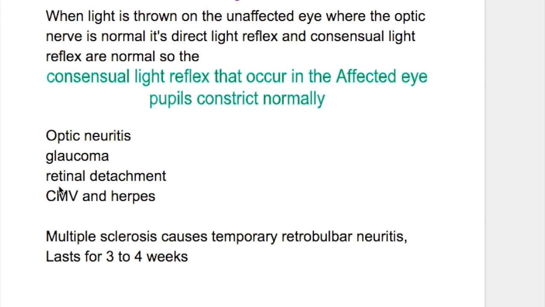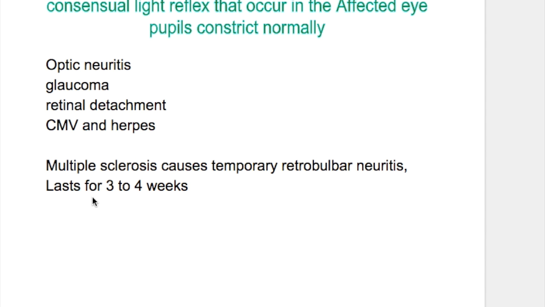So what are the causes of Gunn Pupil? Optic neuritis, retrobulbar neuritis, glaucoma, retinal detachment, and infections like CMV and herpes. Multiple sclerosis also causes temporary retrobulbar neuritis that lasts for 3 to 4 weeks. That gives a Gunn sign also.